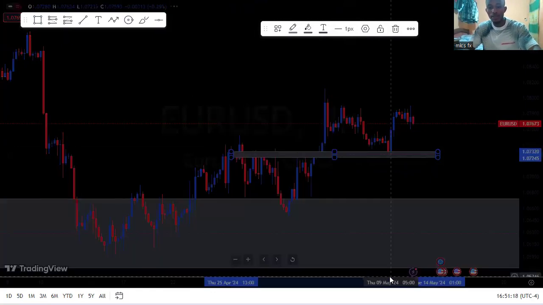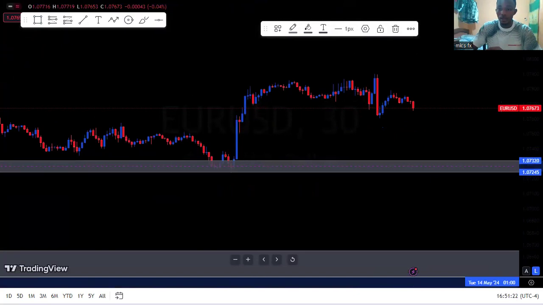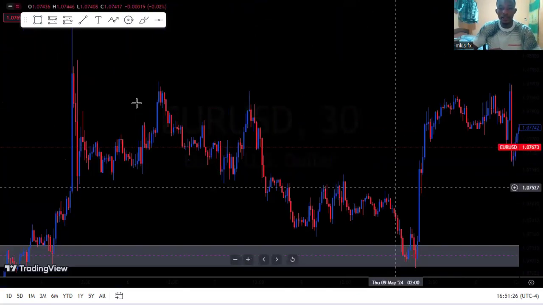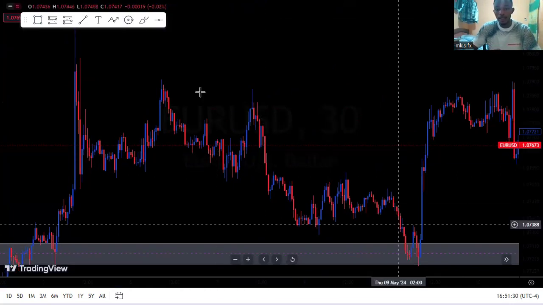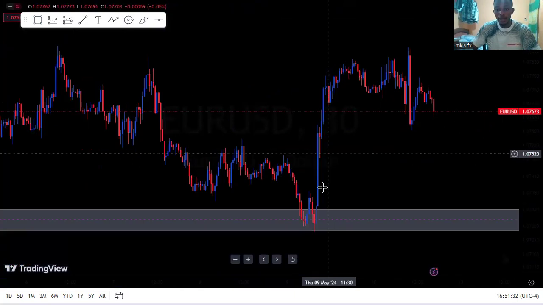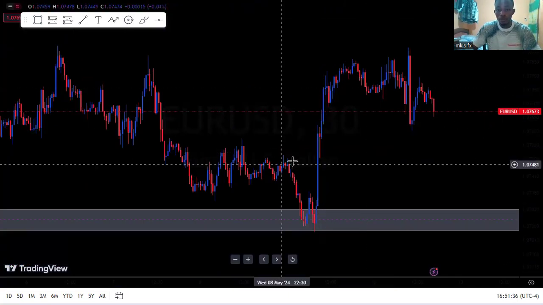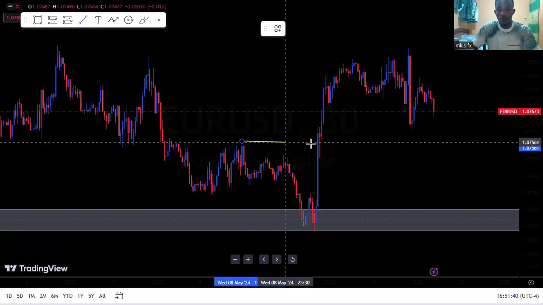Okay, now on the 30 minutes time frame, you see these guys. This is that small area I was telling you about. You see, it's like a downtrend, right? And then that downtrend got broken. Now, when it got broken, I have a change of character here.